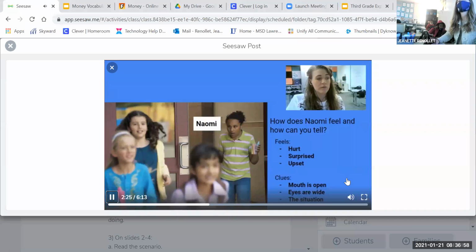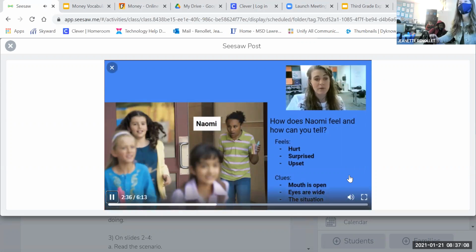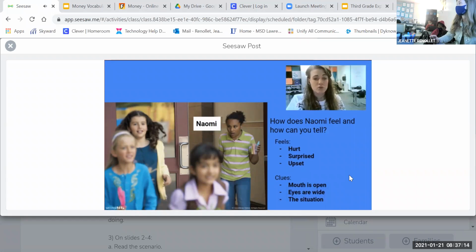Naomi feels hurt, upset, or surprised. We can tell because her mouth is open, her eyes are wide, and we can think about the situation and empathize with how she may be feeling. Naomi is feeling her strong feelings in her chest and in her head. Her heart hurts because she thinks her friend has forgotten about her. Her head feels confused because of the decision she feels her friend is making. Naomi's hurt feelings are very strong. She feels like running after Eva and telling her how mean she is.